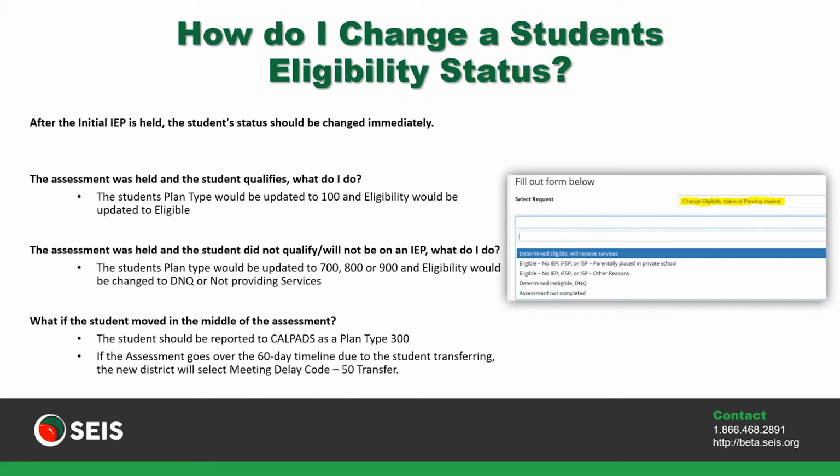What if the student moved? Now, this happens a lot. If the student moves, then the student still should be reported to CalPAS in that pending 300 status. So you would not be changing the plan type. Instead, for that select request, you're going to choose that last option in that screenshot, assessment not completed, and that's going to send that request to your district, and your district can then remove that student from your caseload.